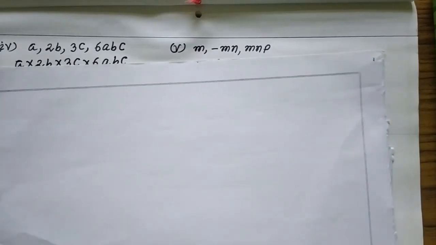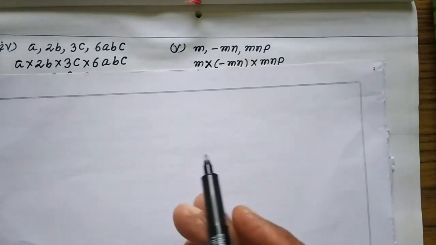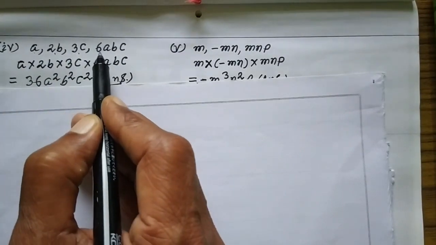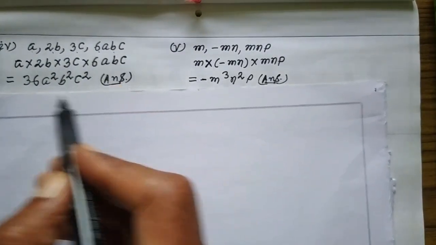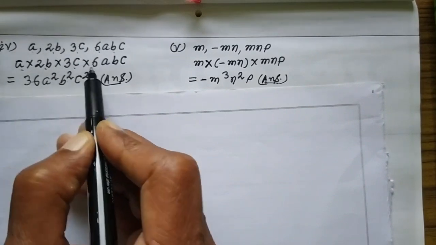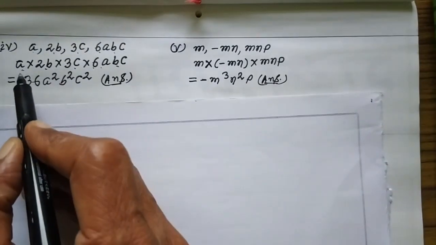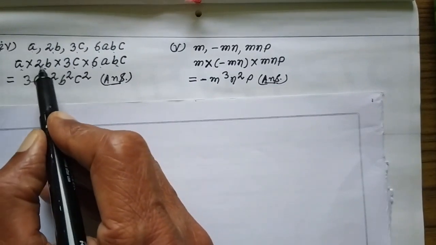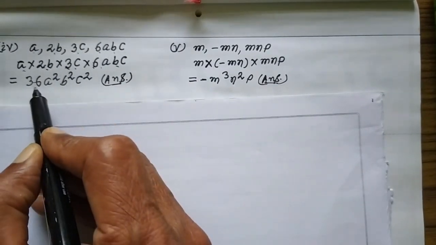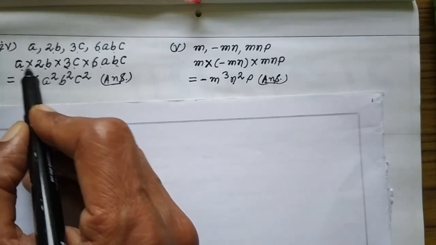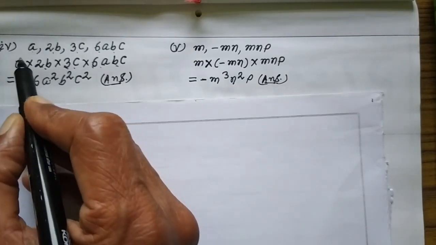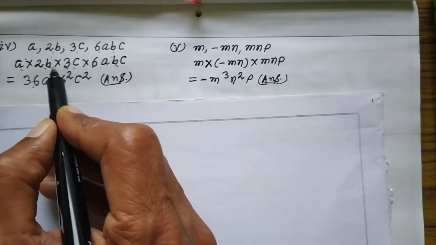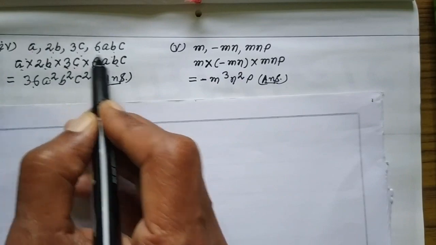Okay students, question number 5 has two parts, 4 and 5. Here a, 2b, 3c and 6abc, it will be multiplied. So a into 2b into 3c into 6ab. First of all multiply their coefficients. First the sign: plus, all having plus. Then 2 3 is 6, 6 6 is 36. And then power: A here, A square, 1 plus 1 is 2. B, B square, 1 plus 1 is 2. And C, C square, C's power 1 1, C square.